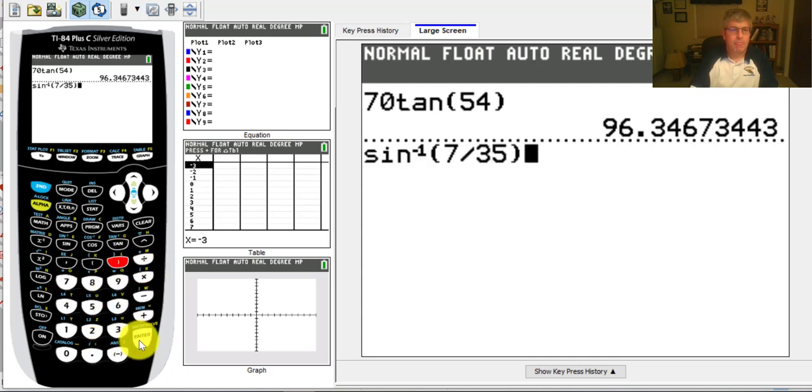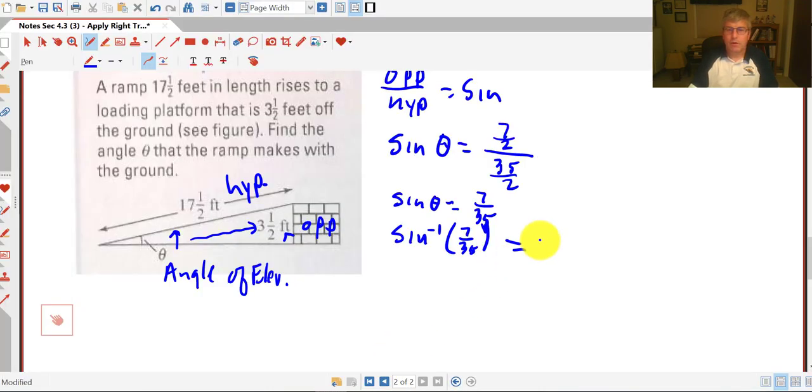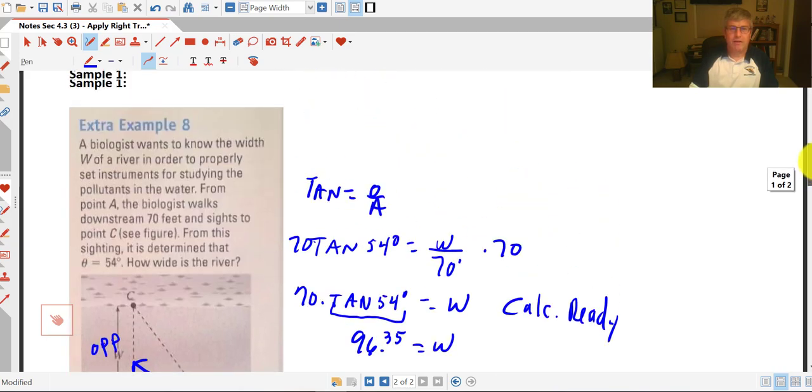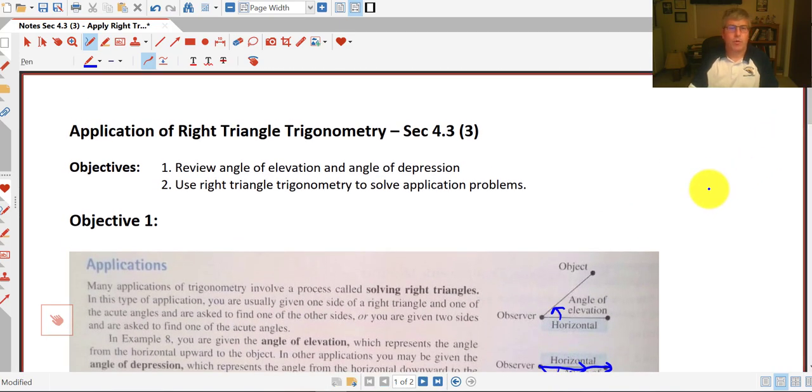7/35, gives us an angle of 11.54 degrees. So we know our angle of elevation is 11.54 degrees. That is the angle theta that we need to have for our ramp. And there's a couple of sample problems, a review of angle of depression and angle of elevation, and we'll get some more practice with this when I see you in class.